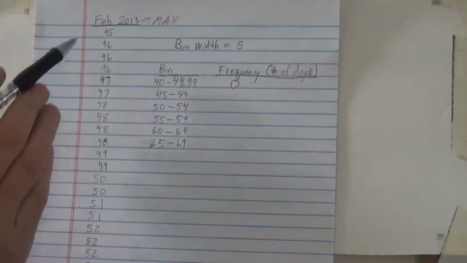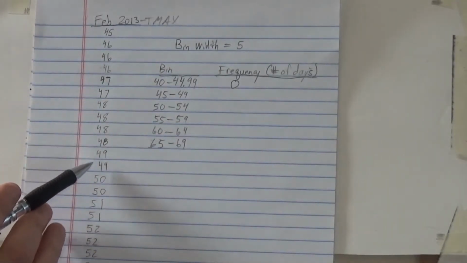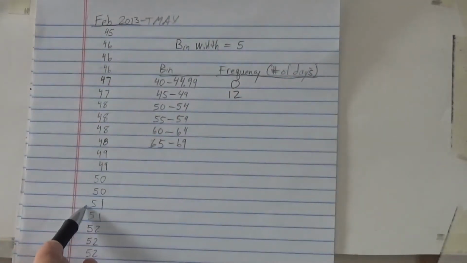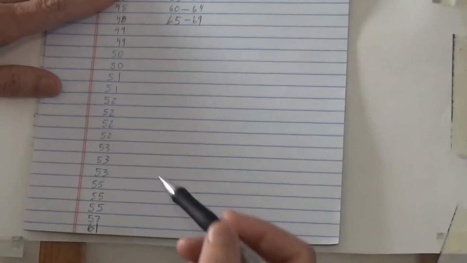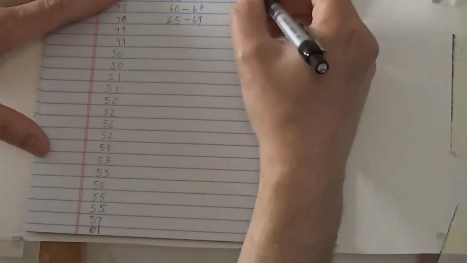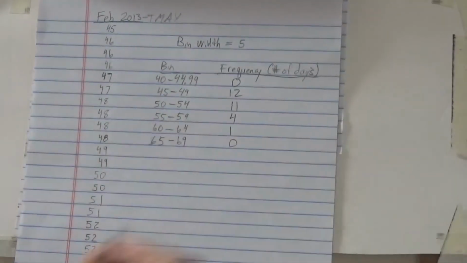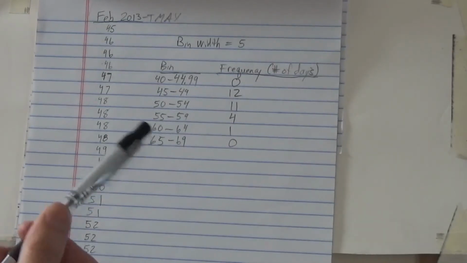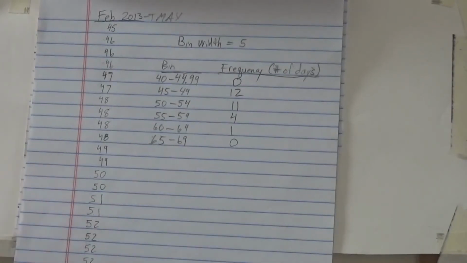45 to 49, we just count up 1, 2, 3, 4, 5, 6, 7, 8, 9, 10, 11, 12. 50 to 54, 1, 2, 3, 4, 5, 6, 7, 8, 9, 10, 11. 55 to 59, we can count up as 1, 2, 3, 4. And then 60 to 64 is 1. And then we get 0 here as well. So that's step 1. The computers are very nice because they'll do this for you, and then you can adjust this on the fly. You can see if you had hundreds of numbers, this would take a very long time.